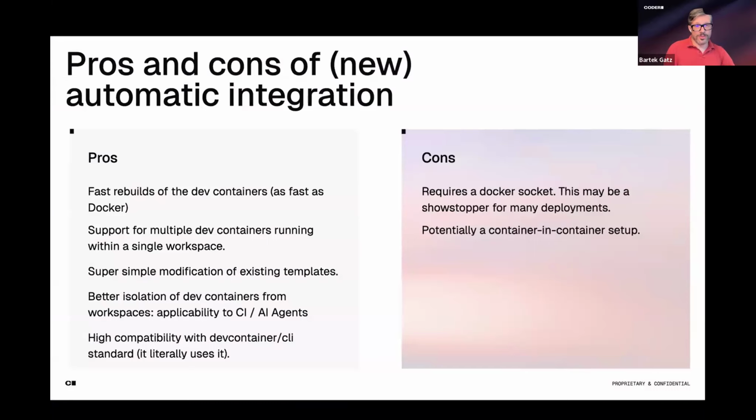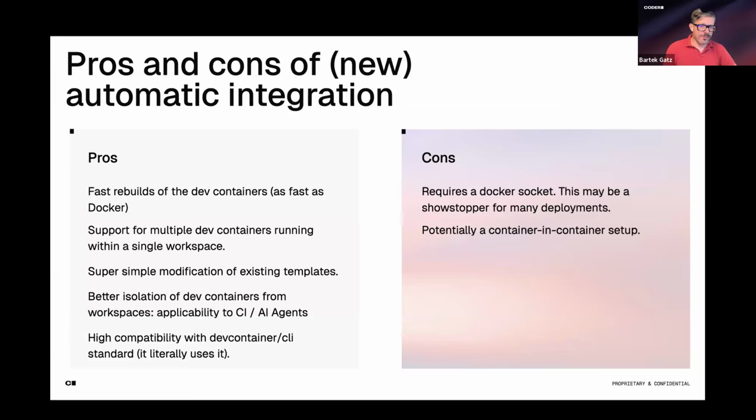All right, so that was demo number 3, showing the new automation. Let's take a look at the pros and cons of this approach. In this case, the rebuilds of the dev containers are much faster. I hope you have captured this moment where Daniel has pressed the rebuild button, because that was a very fast process. You don't have to build the whole workspace, just the Docker container according to the dev container definition. So it's as fast as Docker allows, basically.